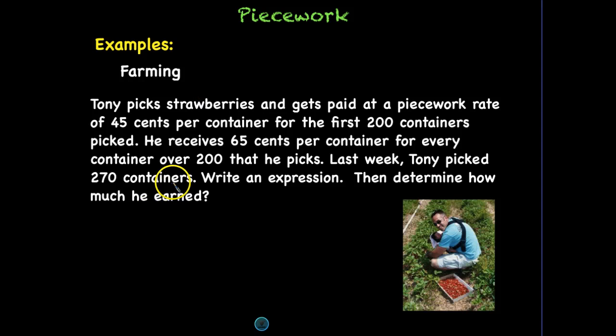So in this case, we have strawberries, and here's Tony, and he picks strawberries, and he gets paid at a piecework rate of 45 cents per container for the first 200 containers. And then he receives 65 cents per container for every container over 200. So again, there's an incentive for you to pick more because you're going to earn a higher rate on anything over 200. So last week, Tony picked 270 containers.